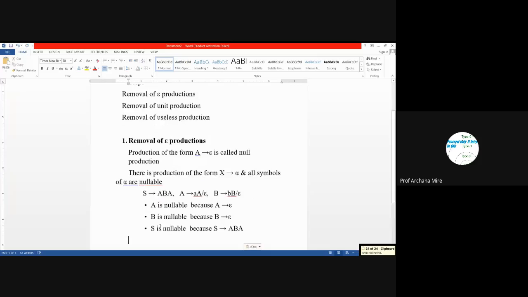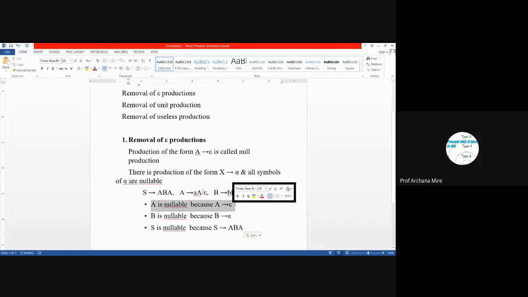So here we have observed A is nullable because A leading to epsilon. Direct production is available here. B is nullable because B leading to epsilon. Once again, direct production is available.